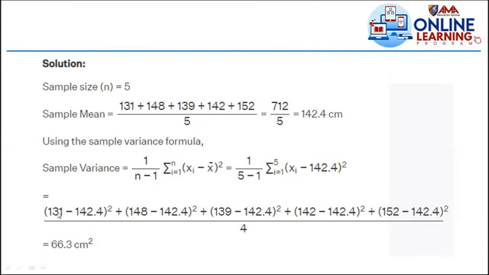So, if you're going to look at our data sa numerator, wala po tayong negative. Although 131 minus 142.4, that is negative 11.4. Pero, since we are going to raise that to 2, we're going to multiply it twice. Negative times negative, you're going to have a positive answer. Okay? So with that, if we're going to compute for the sample variance, the answer is 66.3 square centimeters. So yun po yung sample variance po natin.